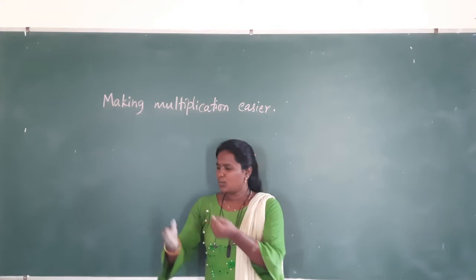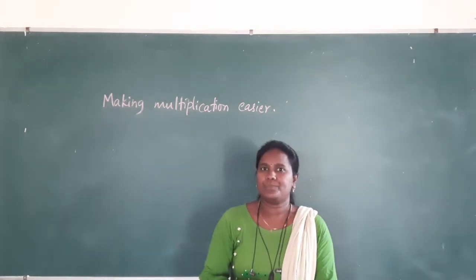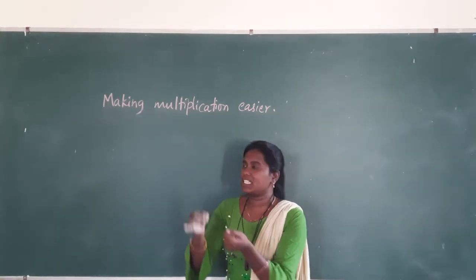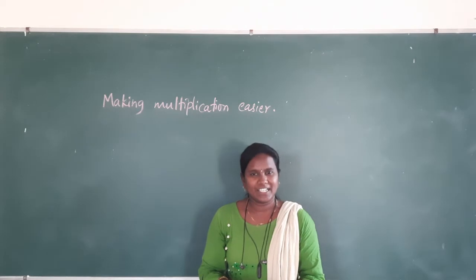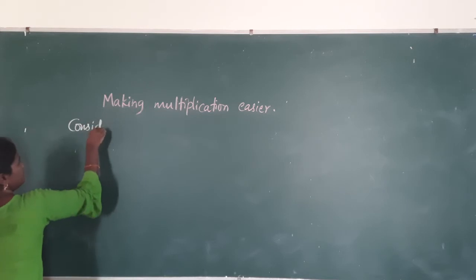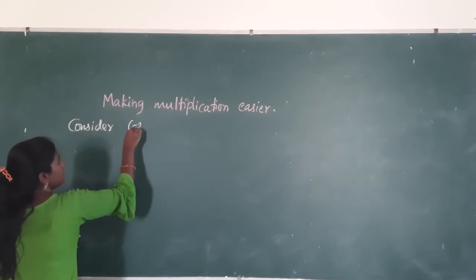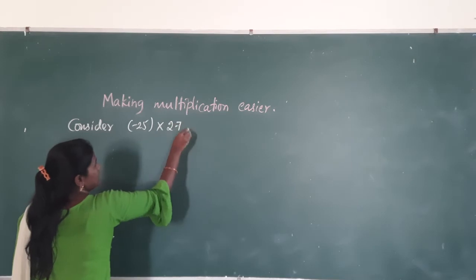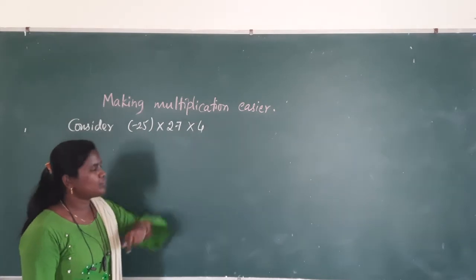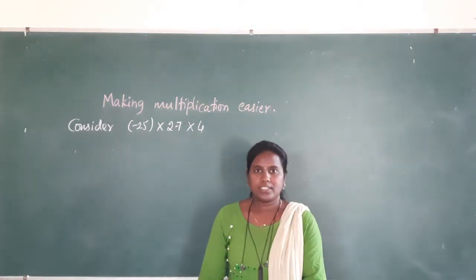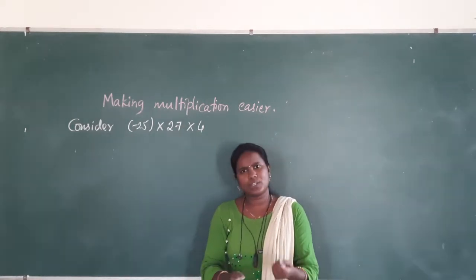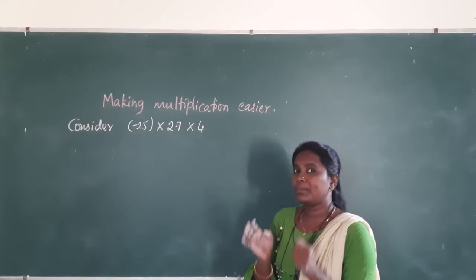Yes, of course it is there. Whatever the properties we have learned till now, the commutative property, associative property and the distributive property, these make multiplication easier. Okay, so now let me take an example. Consider minus 25 into 27 into 4. Without actual multiplication, can you find the product of these? Yes, you can find. Without actual multiplication, I am saying.